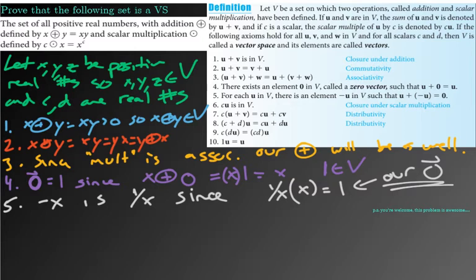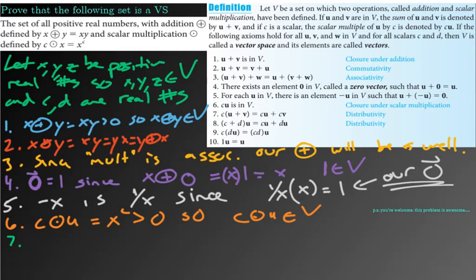Now we're getting into scalars. Remember, scalar multiplication is exponentiation, so c times u is defined as x to the c, which is greater than 0. So c times u is in V.